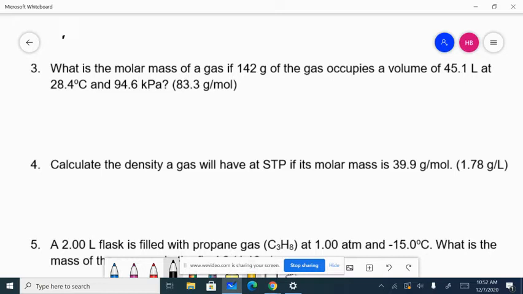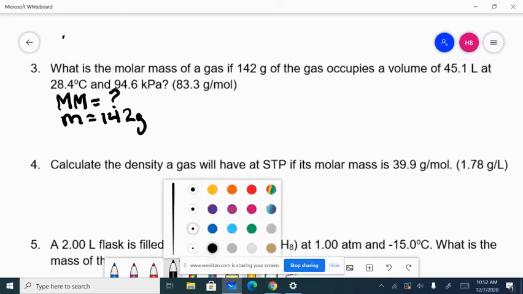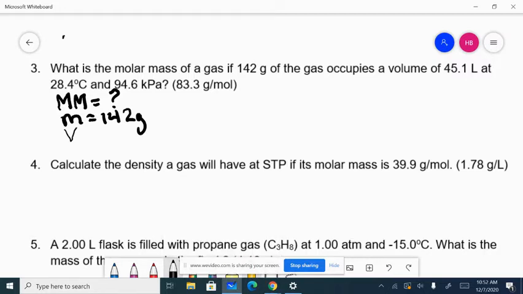Number 3 states, what is the molar mass? So molar mass is what we're solving for of a gas if 142 grams of it occupies a volume of 45.1 liters at 28.4 degrees Celsius. I'm going to change this to Kelvin right away by adding 273.